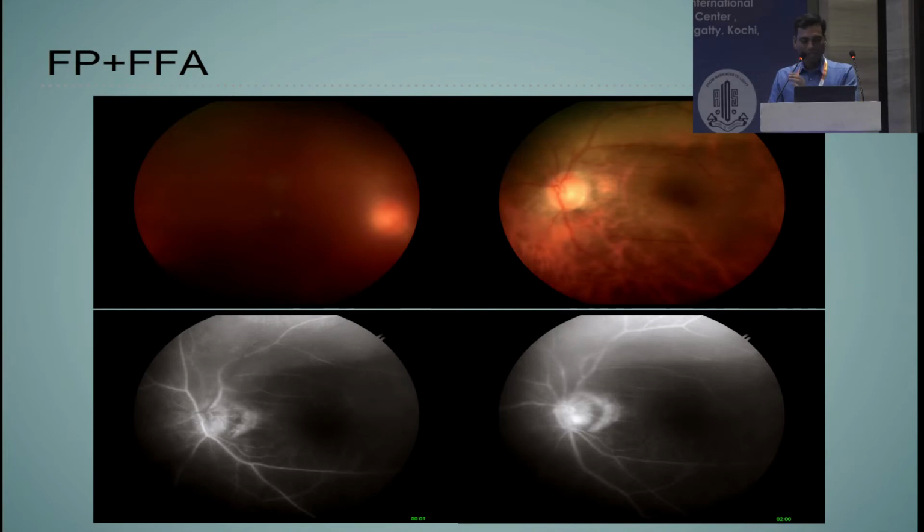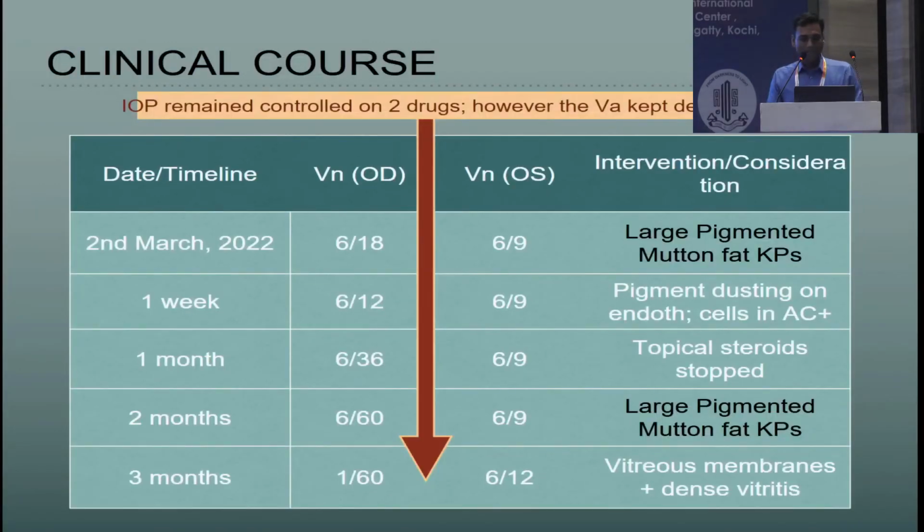Fundus was hazily visible, the disc was visible, and FFA did not reveal any contributory findings. Right eye FFA was not of very good quality due to dense vitreous membranes. OCT was also not possible in order to elicit any significant findings. So, we did consider this as an old vitreous hemorrhage, or maybe a patient who was not clearly diagnosed for a uveitic entity.